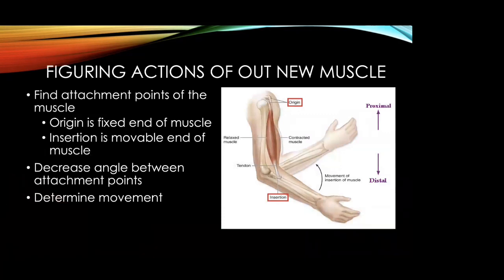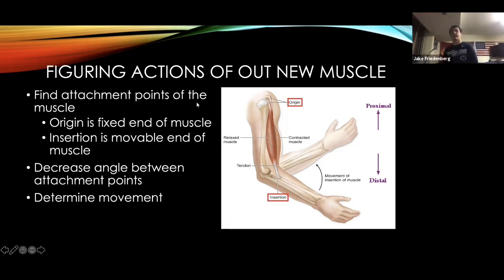First of all, the way that I figure out the actions of a new muscle is I first find the attachment points of the muscle. The origin is usually the fixed end of the muscle, and the insertion is usually the movable end of the muscle. I then try to determine how I could decrease this angle between the two attachment points, and this will help me determine the movement of the muscle.